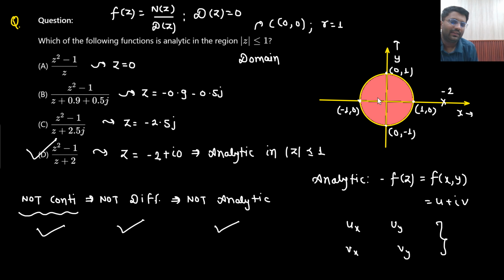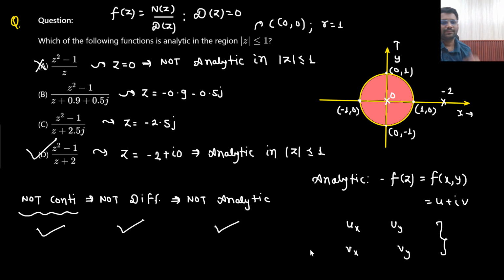What about option A? Z equals 0. Is it lying inside? Absolutely. Z equals 0 means it is lying inside the circle. So yes, it is a problem. That means it will not be analytic. The answer is, it is not analytic in mod of z less than or equal to 1.